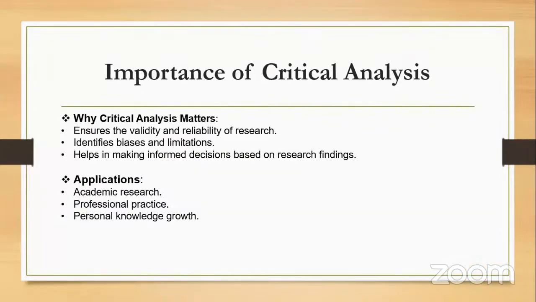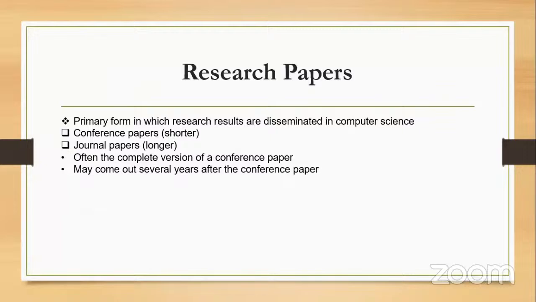The importance of critically analyzing a research paper. Why do we analyze a research paper? To ensure the validity and reliability of the research, to identify biases and limitations, and to help in making informed decisions based on research findings. How or where do we use this critical analysis? In academic research, in professional practice while we are looking for knowledge, and also for personal knowledge growth. First of all, let's know what a research paper is. A research paper is the primary form in which research results are disseminated in computer science.